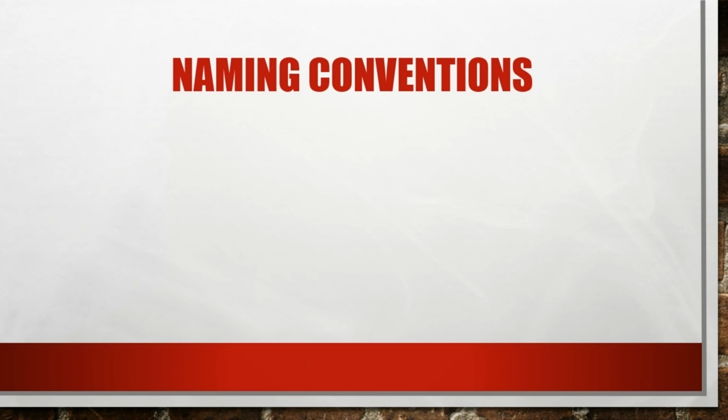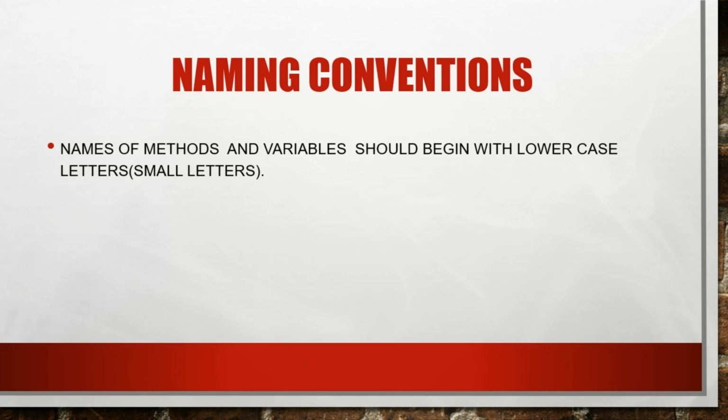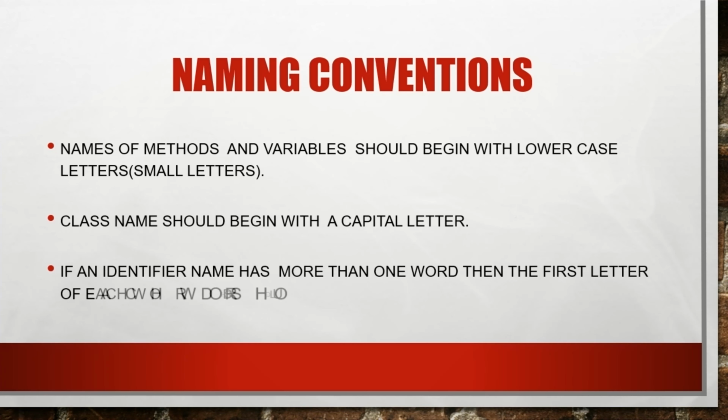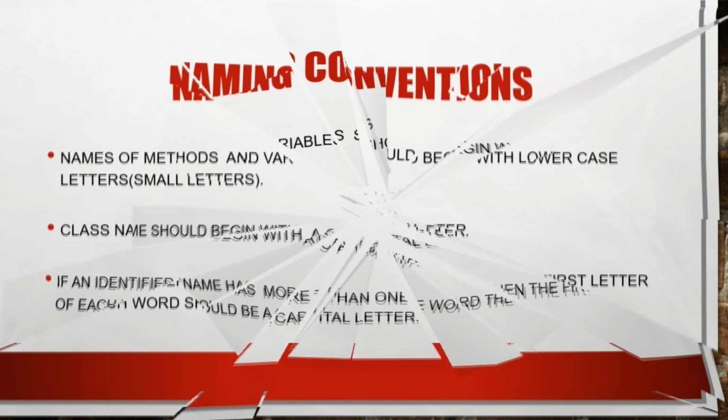Now besides rules there are a few naming conventions too. First, names of methods and variables should begin with lowercase letters, small letters. Then, class names should begin with a capital letter. Then, if an identifier name has more than one word, then the first letter of each word should be a capital letter.